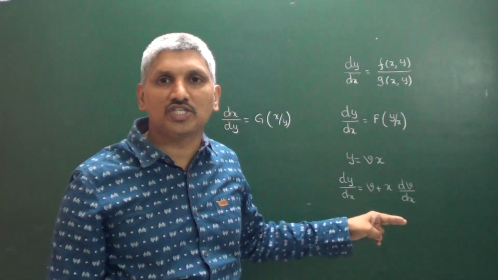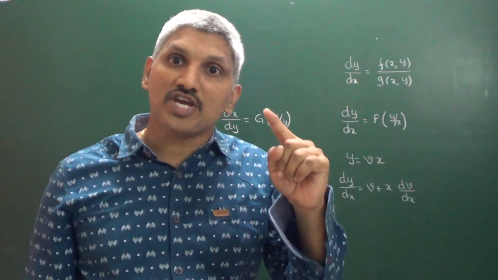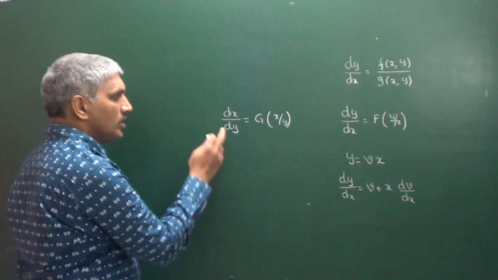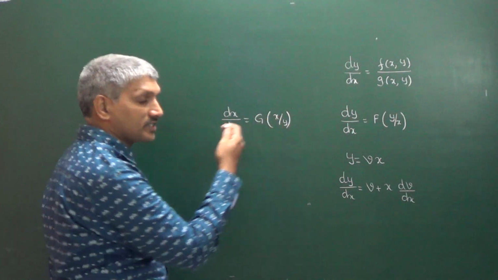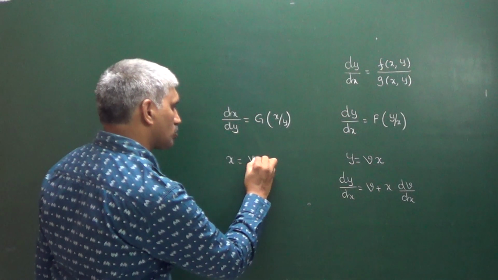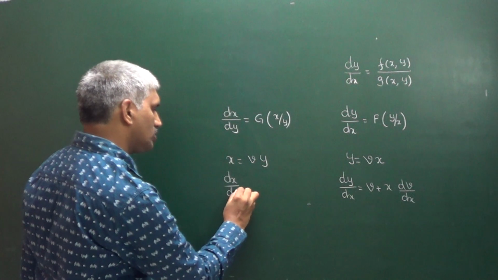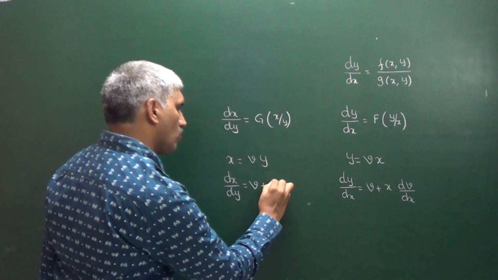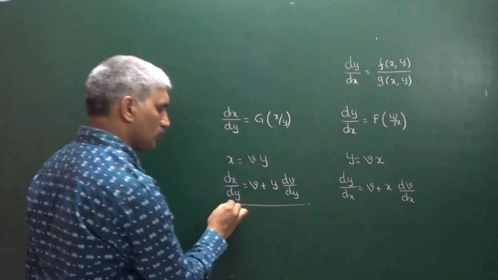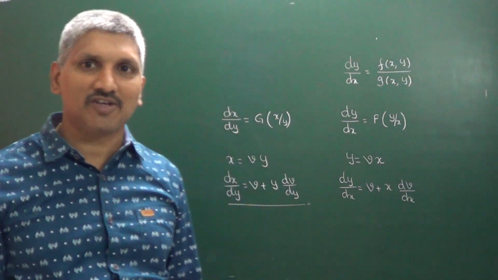Then the equation is converted into the earlier form, which means we can solve it by the variable separable method. Suppose the equation is in this form, dx/dy = g(x, y). Then we will take the substitution x = vy. Then we will get dx/dy = v + y dv/dy. So that is the way we are going to follow to solve the homogeneous differential equations, right?